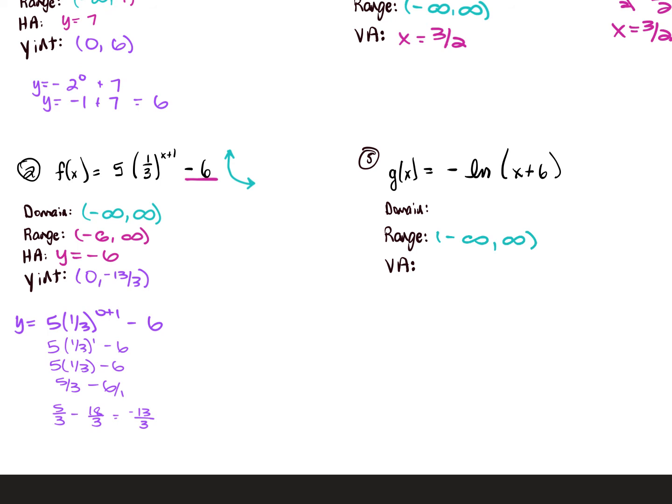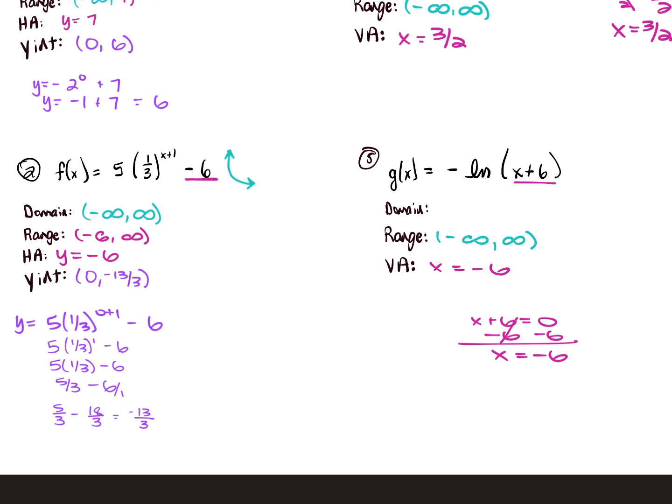From there, use the vertical asymptote, or solve for the vertical asymptote. Your vertical asymptote you're getting from the set of parentheses. You have the x plus 6 in the parentheses, so set that equal to 0 and solve. So x plus 6 is equal to 0. Subtract your 6 over. That gives you x is equal to -6. That is your vertical asymptote.